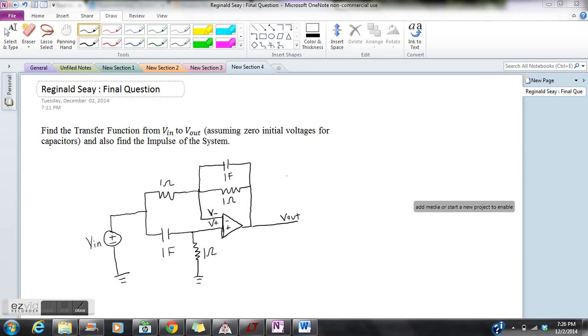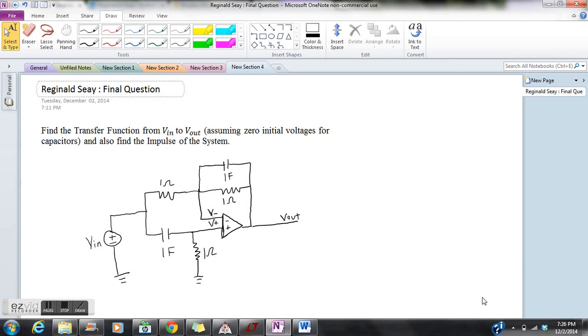Okay, hello, my name is Reginald Seay, and I'll be going over a question about a system, and it asks: find the transfer function from V in to V out, assuming zero initial voltage for capacitors, and also find the impulse response of the system. Okay, so this is our circuit, which is our system.